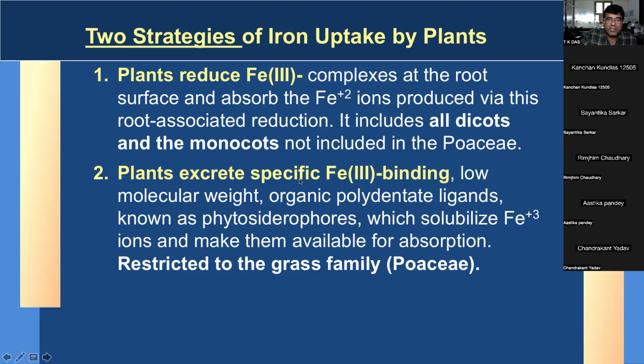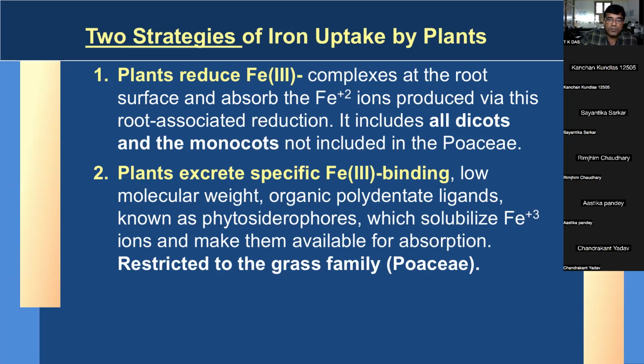Number two, plants excrete specific Fe3+ binding low molecular weight organic polydentate ligands known as phytosiderophores. So the plant releases some specific chemicals, called phytosiderophores, which solubilize Fe3+ ions and make them available for absorption. Now these phytosiderophores will solubilize this Fe3+ and plants can take up that Fe3+.